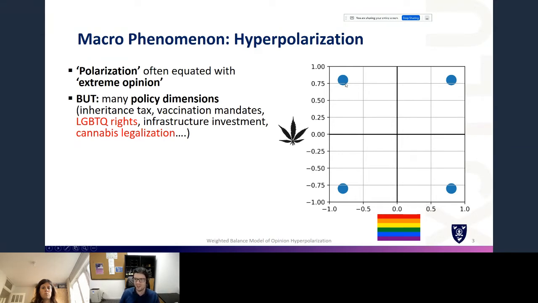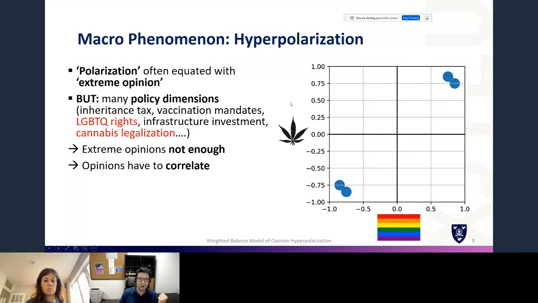But the thing is, in political science, we would not call this polarized, because extreme opinions are not enough for polarization. They are necessary, but they're not sufficient. What we also have to have is a correlation between different policy issues. And that's the case in this system here. So now we have two groups of two actors each at two opposed corners of this coordinate system, which of course means that agent stances on cannabis legalization and gay marriage are highly correlated with each other.